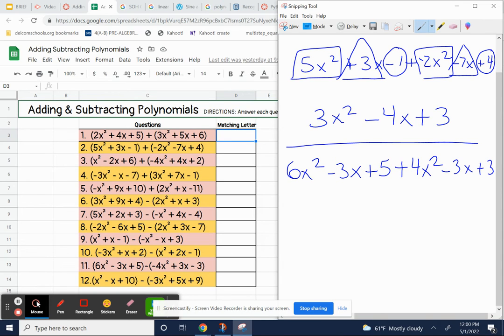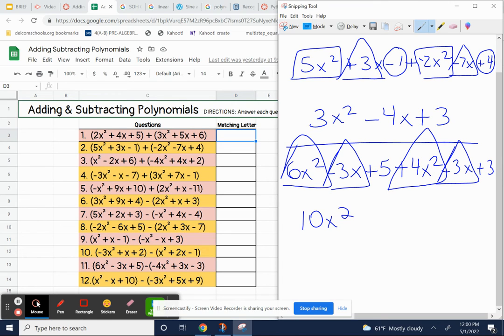Now I'm going to get my like terms together, just like before. My x squareds would be 6x squared plus 4x squared is 10x squared. My x's, I'm going to get those together next. A negative 3x and a negative 3x added together is a negative 6x. Then your regular numbers, a positive 3 and a positive 5, added together is a positive 8. So the answer to this problem would be 10x squared minus 6x plus 8.